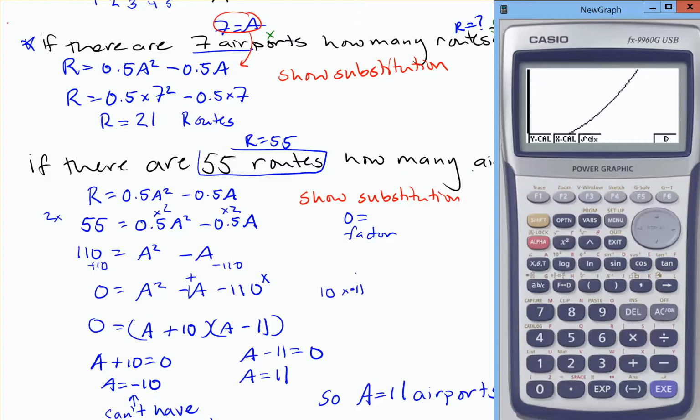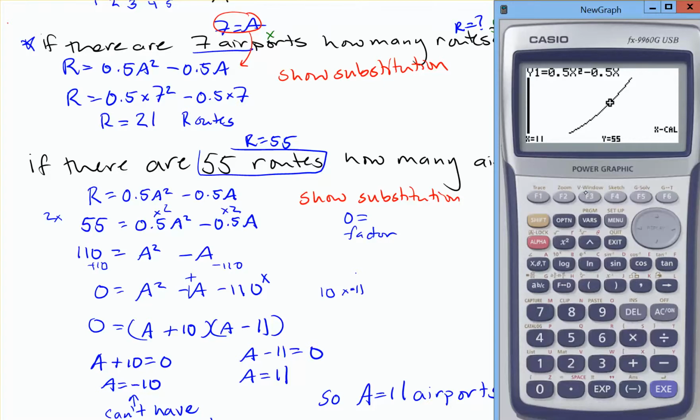We're looking for x in this case, how many airports, so xcalc, and then we put in 55 routes. We can see that x is equal to 11. And what I'm going to show you now is just another random tip for you that you'll use in other problems.